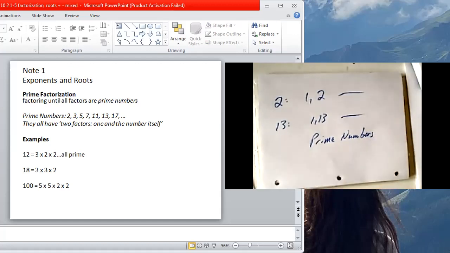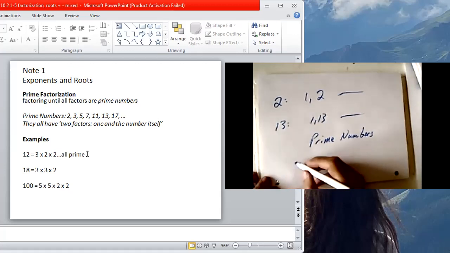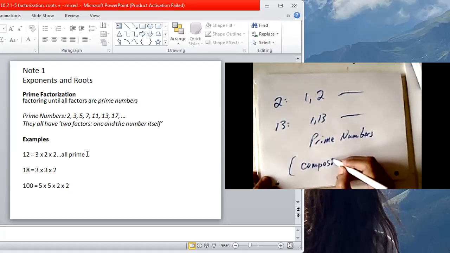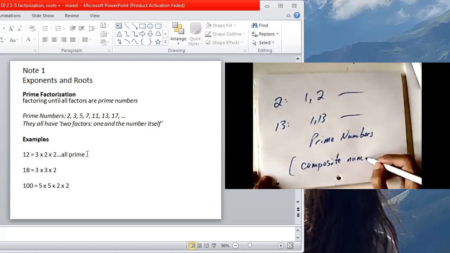Now, what's important is that each number can be written with all primes. And by the way, if a number is not prime, because you might be asking yourself, it's called a composite number. So for example, 12. Are the factors 1 and 12 only? No, not a chance. We saw 2 and 6 and 3 and 4, right? So this number is called a composite number.